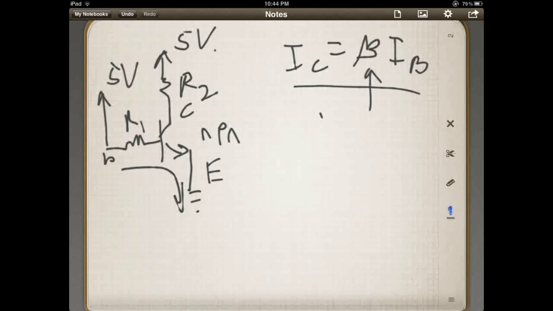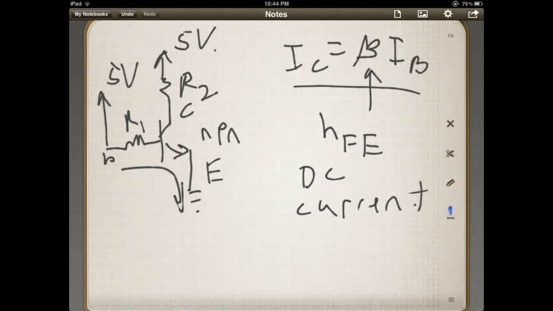Beta is your DC current gain, or in a data sheet, they denote it by hFE, which is the DC current gain.